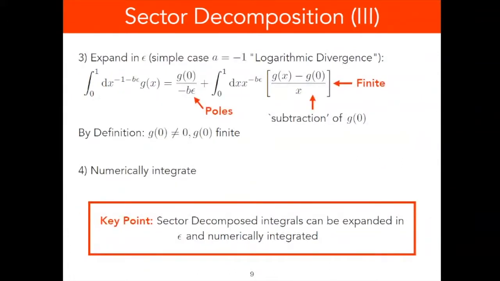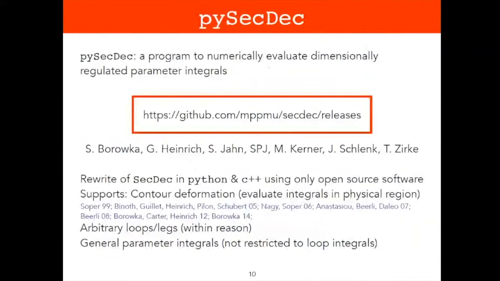The next step is to expand in epsilon. And the simple case is where we have an overall power, like -1, that's here. We essentially add and subtract g of 0 here, and then we have some poles, which are fine. And then we have a polynomial here that's finite, and this can be numerically integrated. So the important thing is that we can expand analytically in epsilon, and then we can numerically integrate the remaining integrals. And it's different from what we had before.